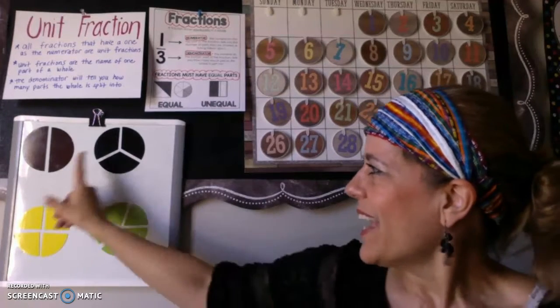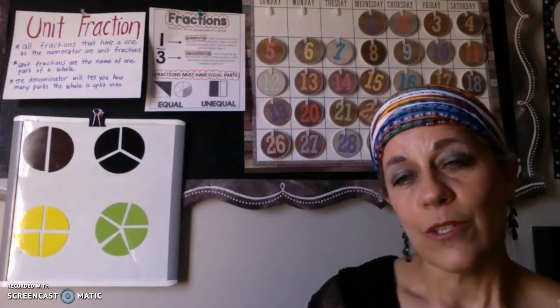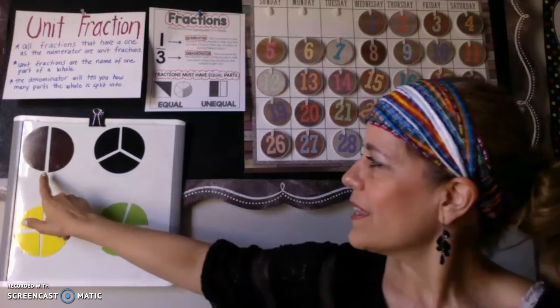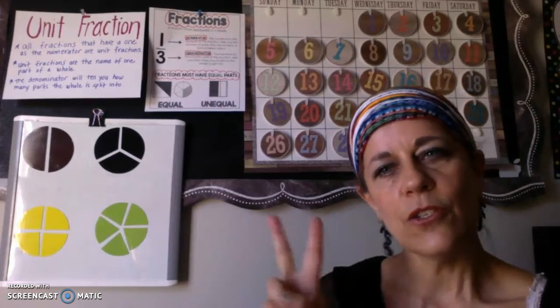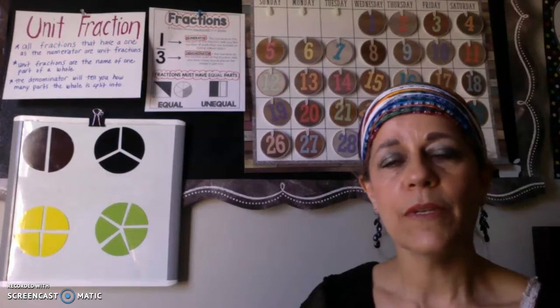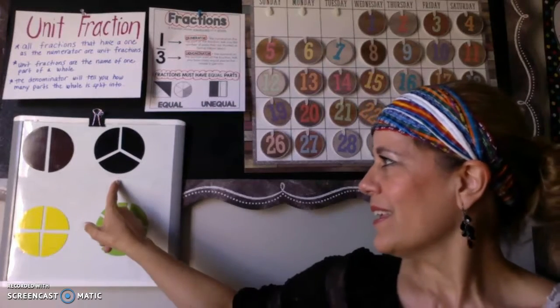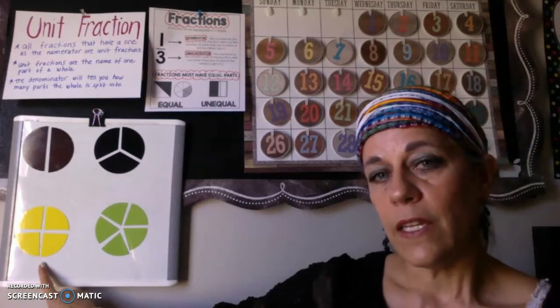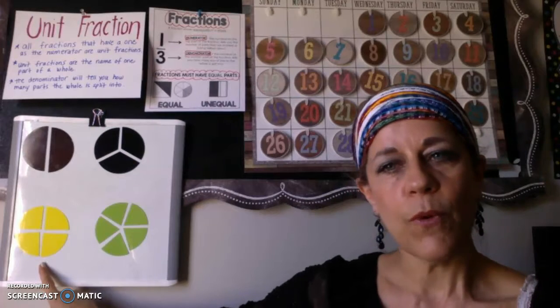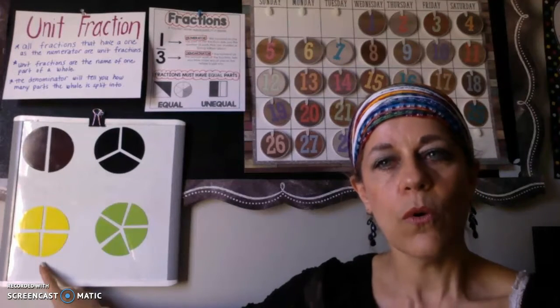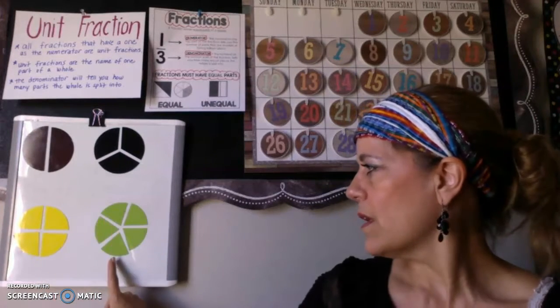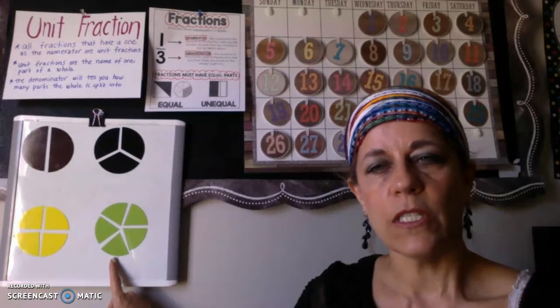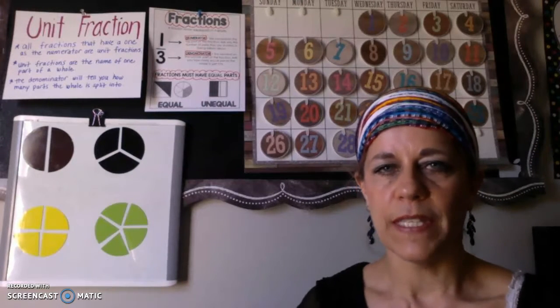So let's go ahead and take a look at our circles that I've divided. This circle I've divided into 2 parts. I've divided them into halves. This circle I've divided into 3 parts. So they're divided into thirds. This one's divided into 4 parts or fourths. Sometimes we can say quarters. This one's divided into 5 parts or fifths.